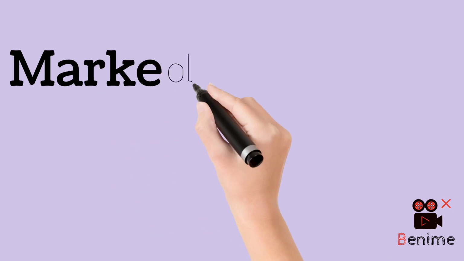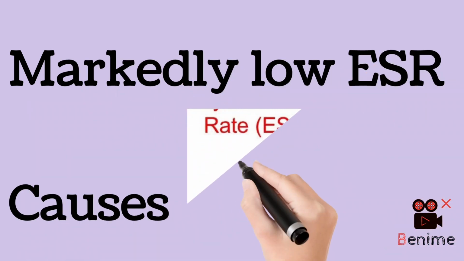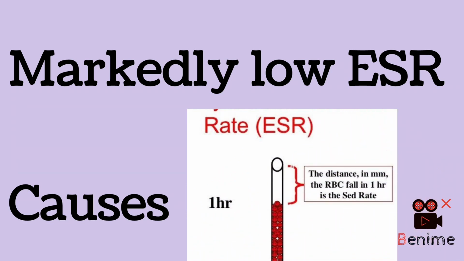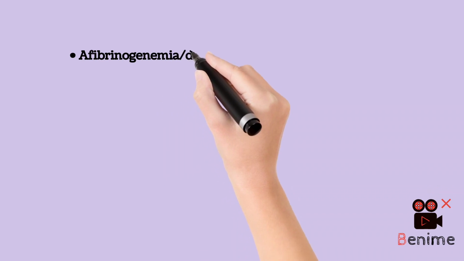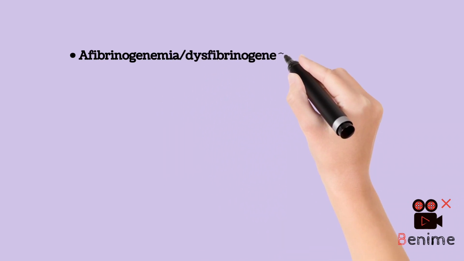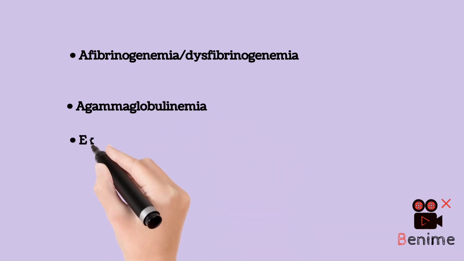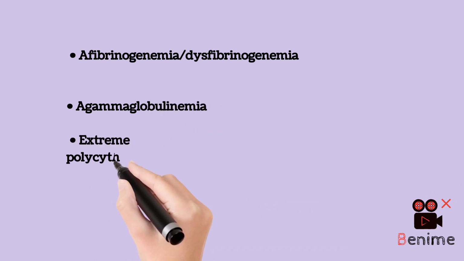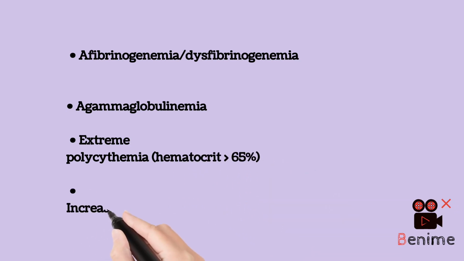Causes of markedly low ESR. Markedly low ESR, 0 mm per hour: afibrinogenemia, dysfibrinogenemia, agammaglobulinemia, extreme polycythemia, hematocrit greater than 65%, increased plasma viscosity.